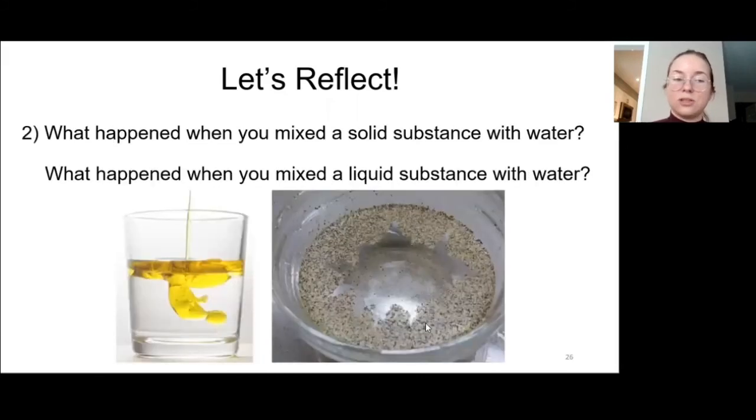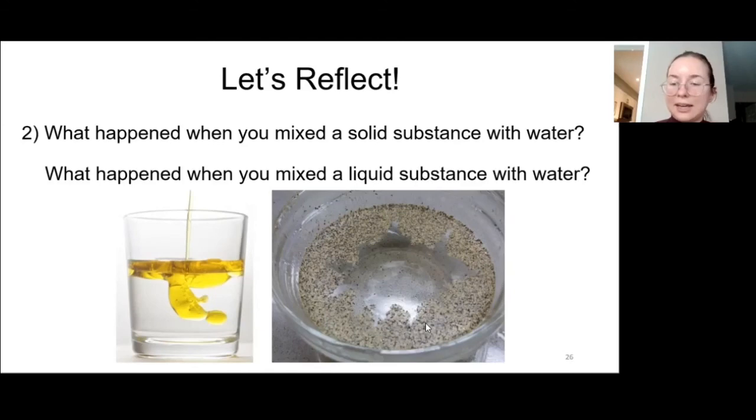My next question for you is, what happened when you mixed a solid substance with water? And what happened when you mixed a liquid substance with water? And I invite you to just look at the results we got from our own experiments to conclude the answer for this. And you should see that it really depends on the compounds used for the mixture.